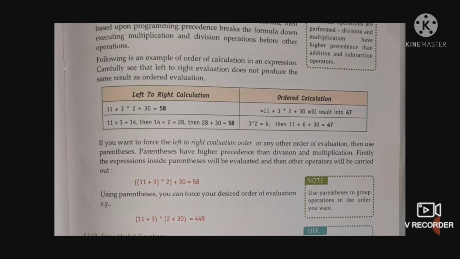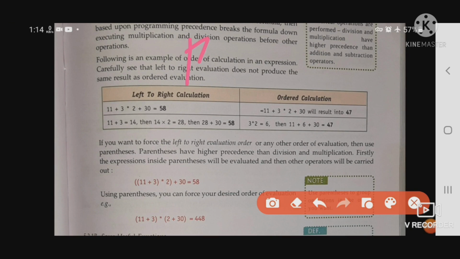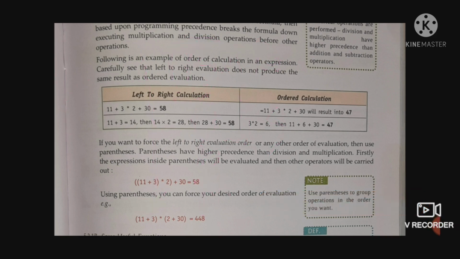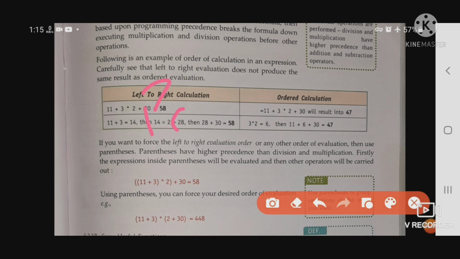Now let me tell you about the order of calculation. So children, in the computer also we follow BODMAS, which is our order of calculation. First is bracket, then of, then divide, then multiply, then addition, then subtraction. In computer language, the bracket is also known as parenthesis. As I told you in the earlier video, these brackets are also known as parenthesis.